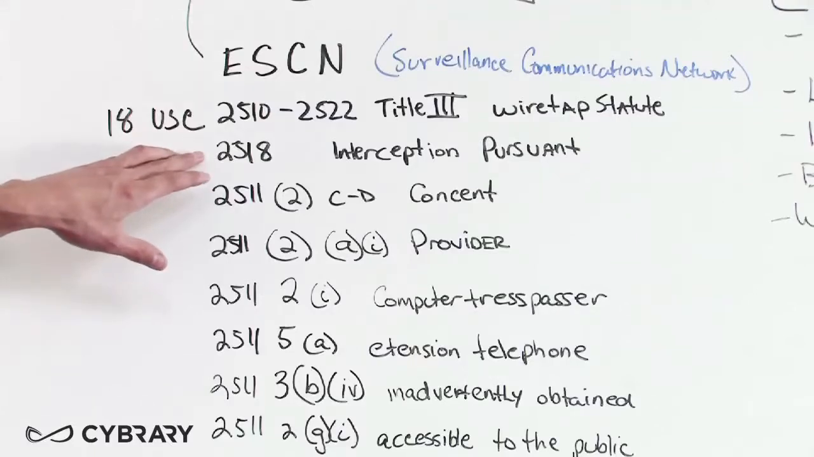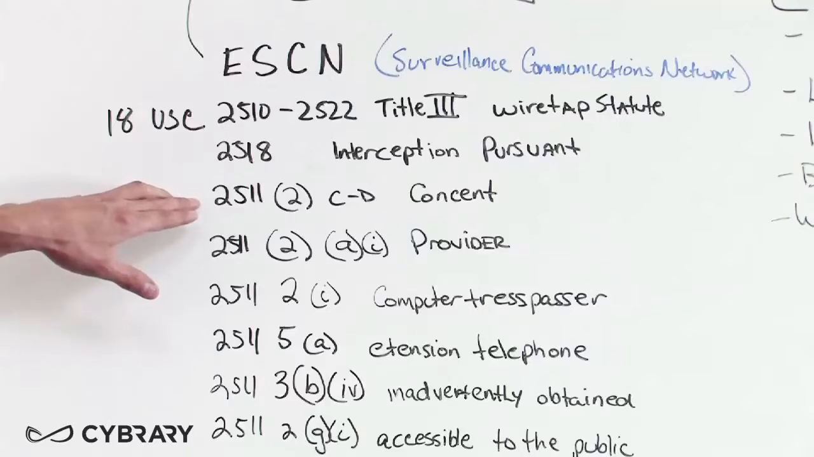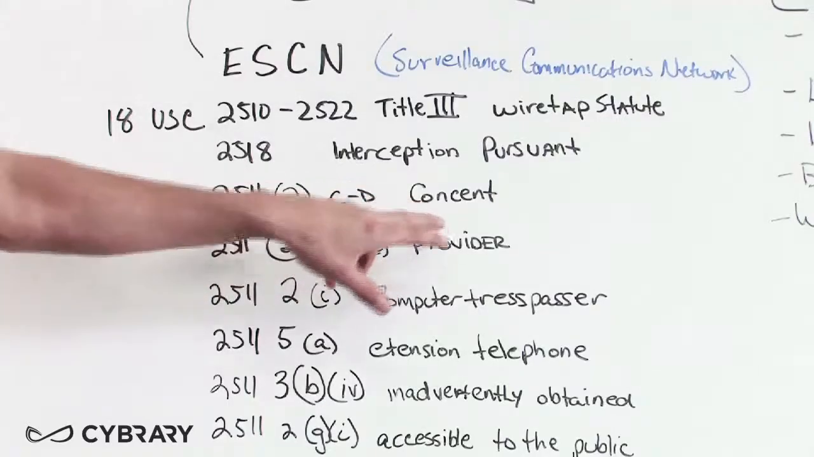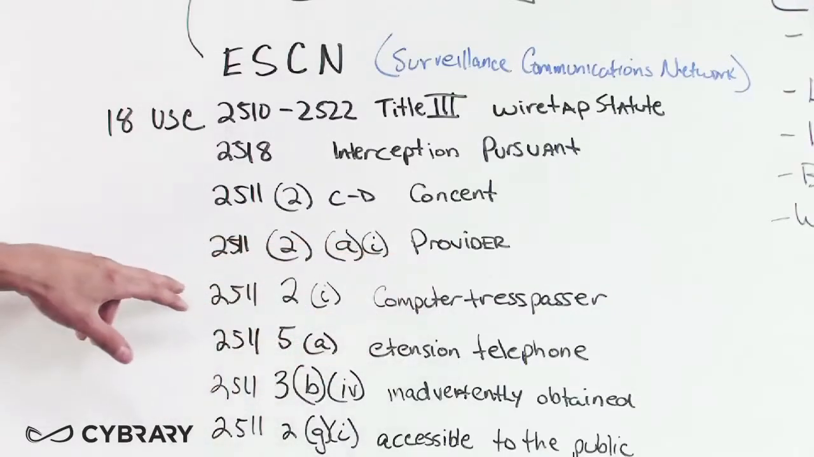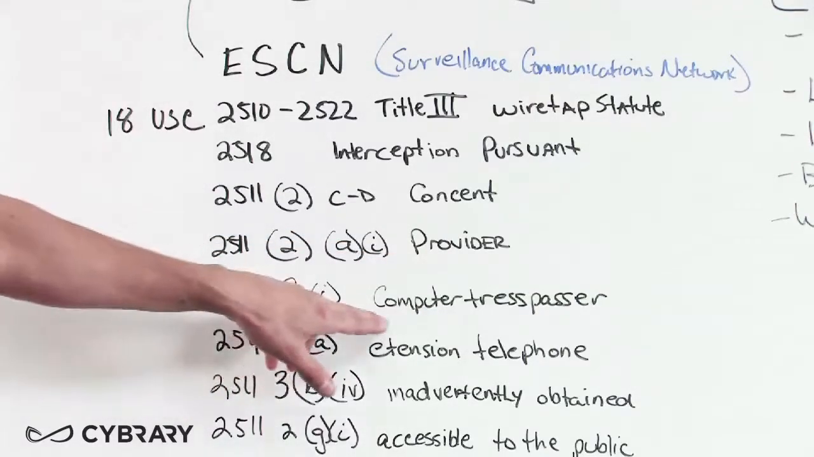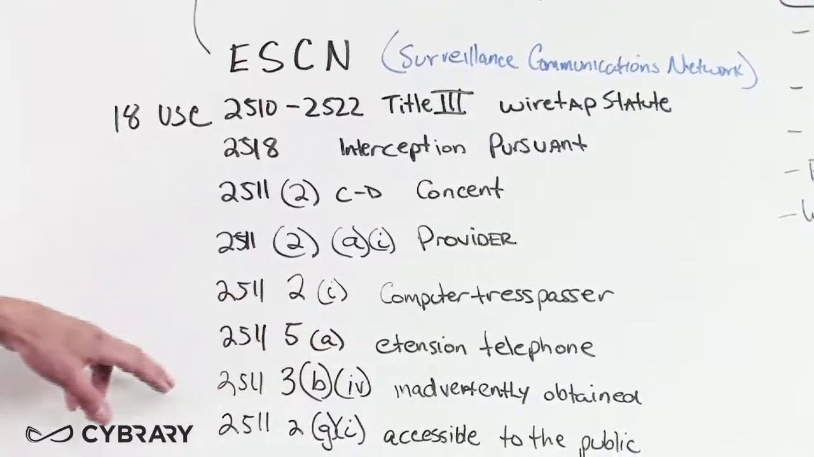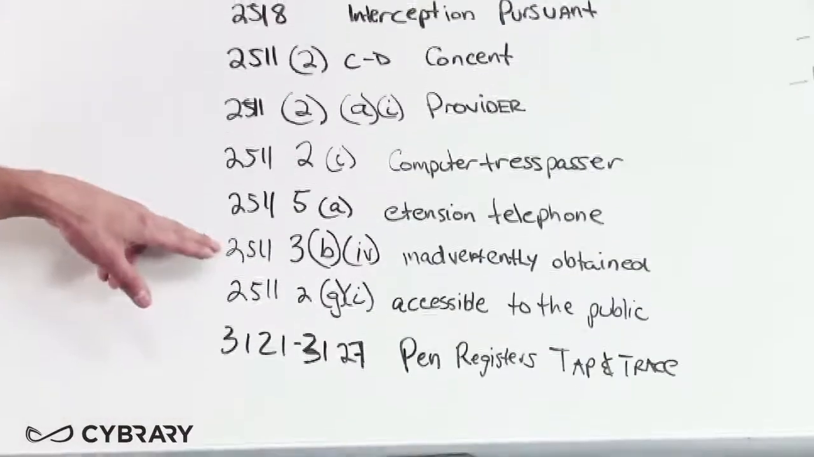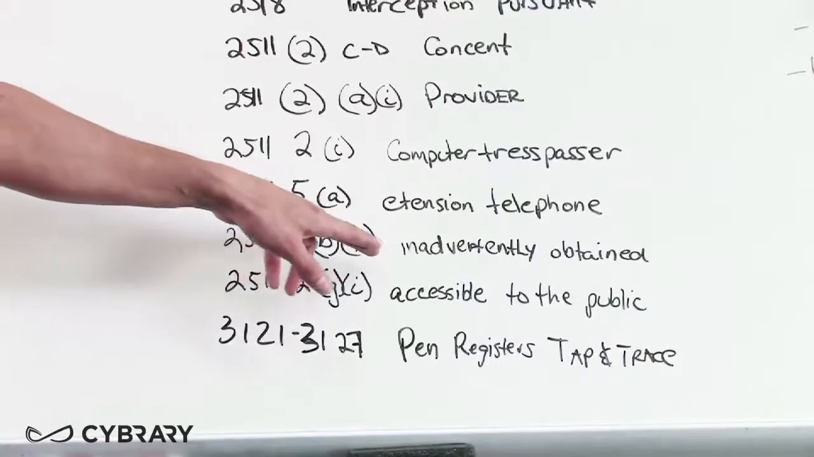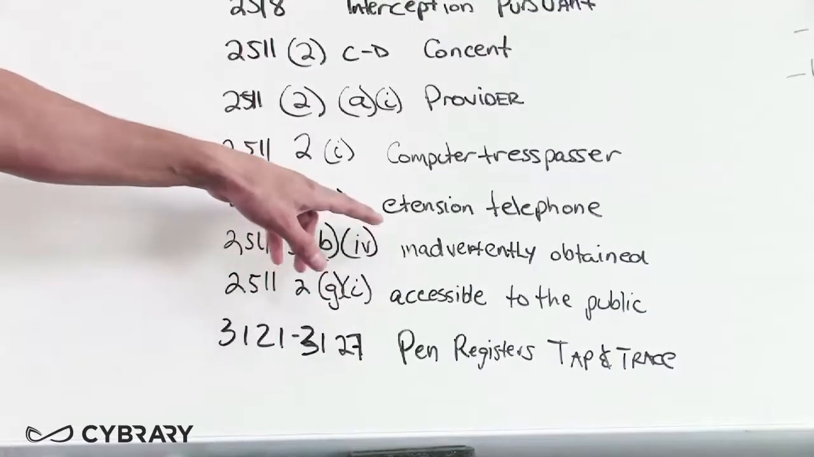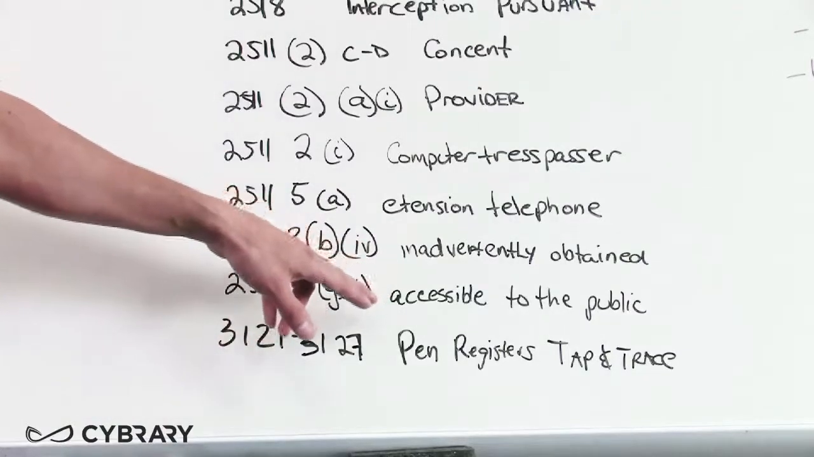You have 2518. This is the interception pursuant. You have 2511(2)(c) and (d), which is consent. 2511(2)(a)(i). This is for the provider. You have 2511(2)(i), computer trespasser. You have 2511(5)(a). This is the extension and telephone. You have 2511(3)(b)(iv), or in Roman numerals, that would be 4. Inadvertently obtained evidence. You have 2511(2)(g)(i), the accessibility to the public.